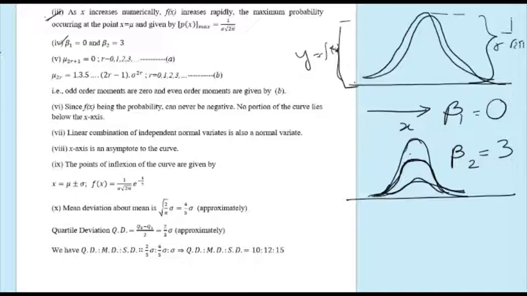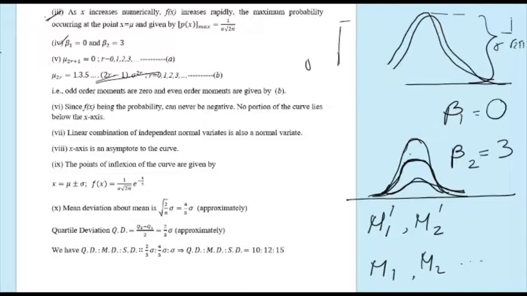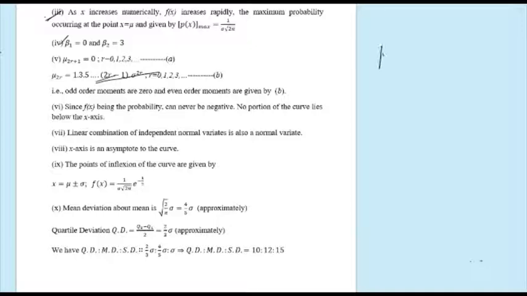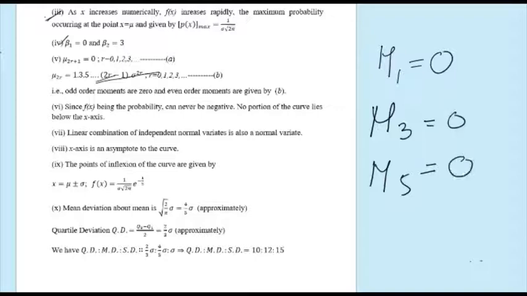Now the even order moments are given by this formula. Moments are denoted by mu. Mu1 dash, mu2 dash, these are called the raw moments, and mu1, mu2, these are called the central moments. Now for a normal distribution curve, the odd order moments are 0. That means odd order moments are mu1, which is always 0, of course. Then mu3, mu5, these are called the odd order moments. So these moments are all 0.